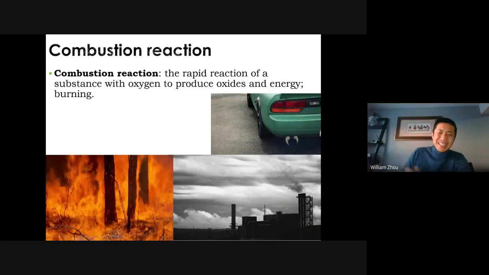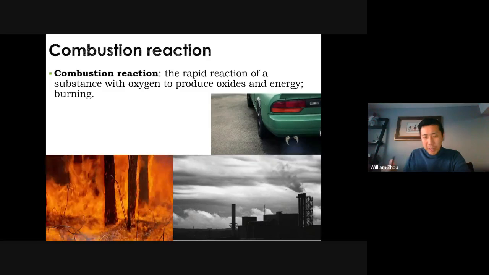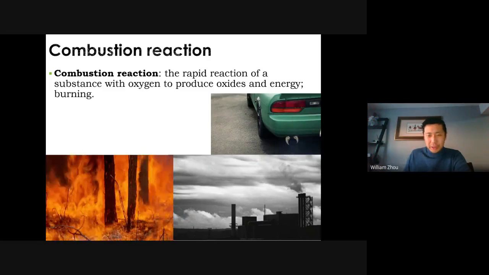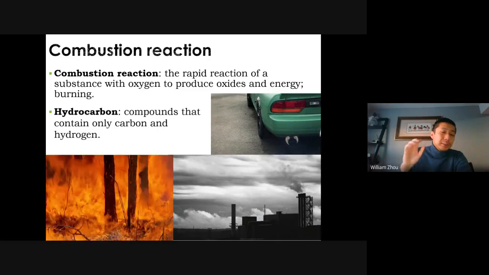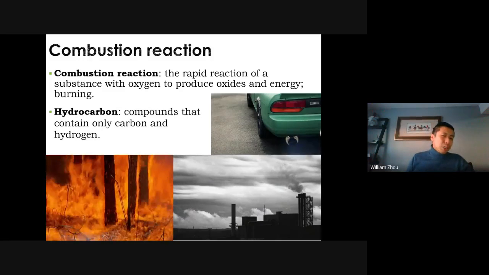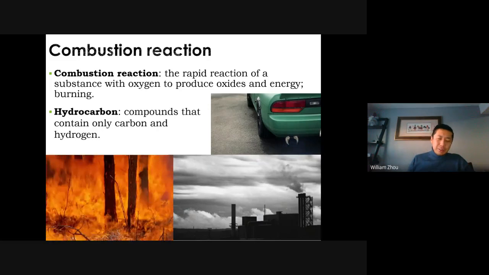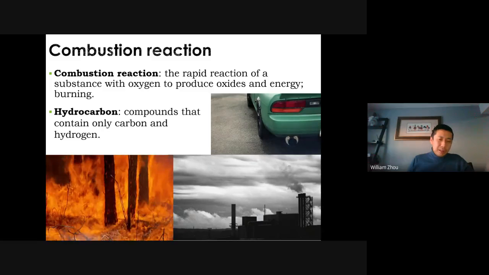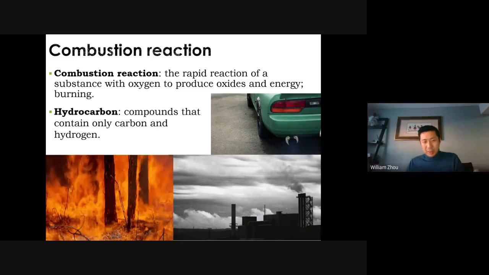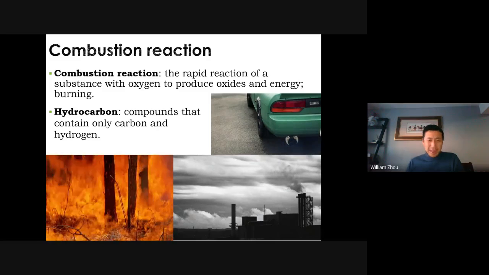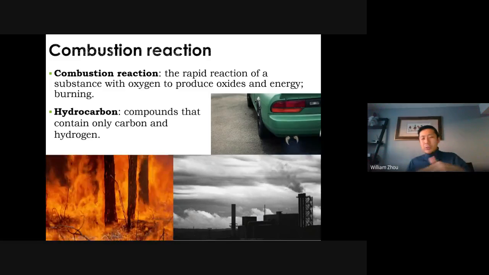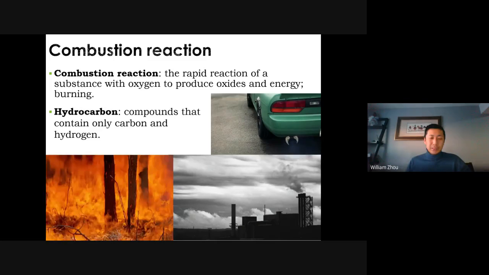So combustion is literally the reaction with oxygen. Okay, and the products depend on what the reactions are. So a hydrocarbon is what we're going to learn. We're going to burn hydrocarbons. A hydrocarbon, just look at the name, hydrogen and carbon. It's a compound made of carbon and hydrogen only. Those things burn really well.